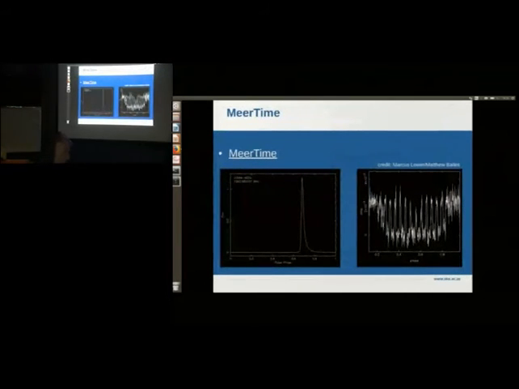MeerTime. So, MeerTime means I need more time. MeerTime is a project, and it's the key pulsar timing project for MeerKAT. And these are just some exciting results from recent MeerTime observation runs that happened. But MeerTime has various science cases as well.